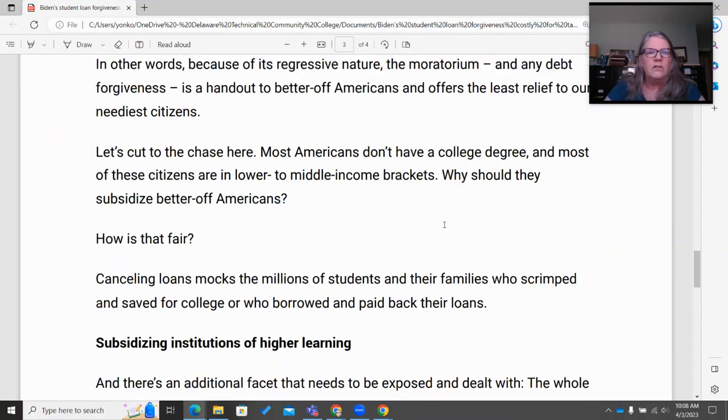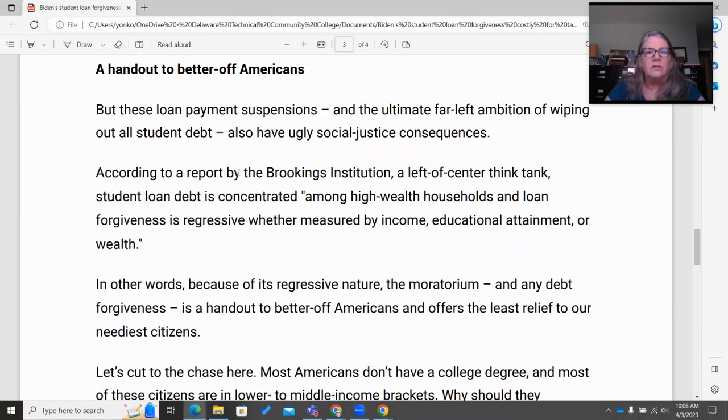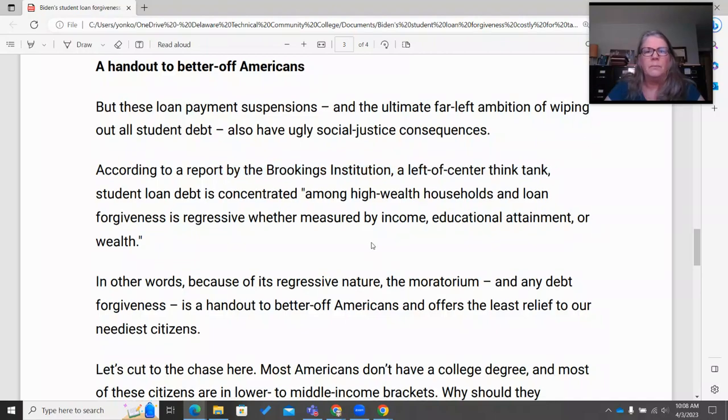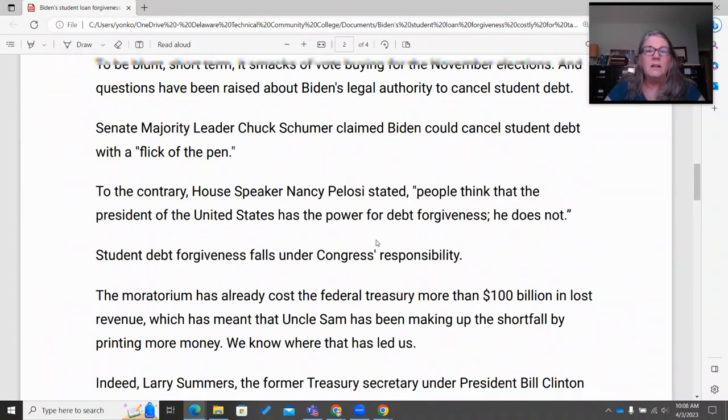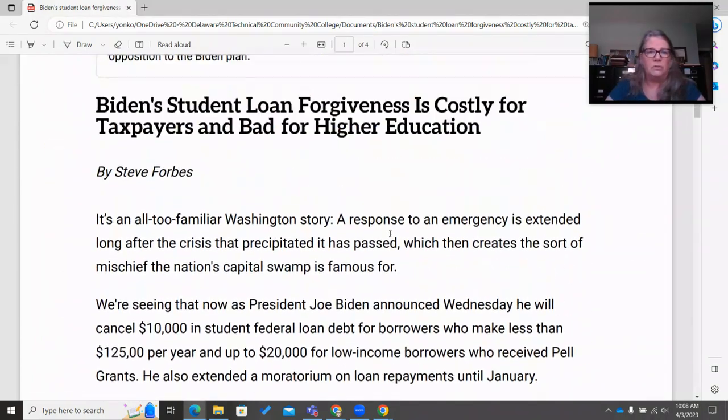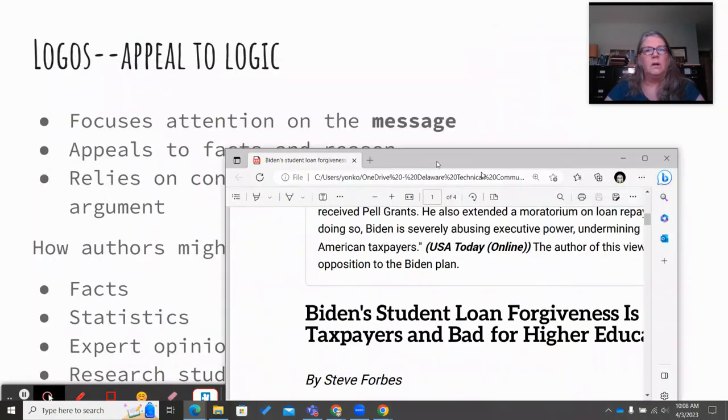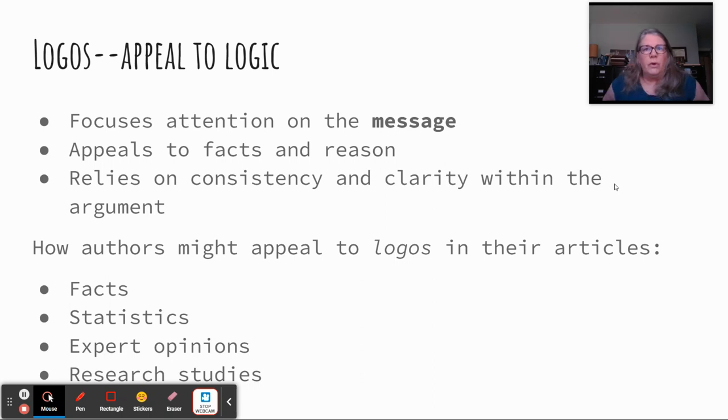I thought we had the Brookings Institution in this one also. Yes, the Brookings Institution, which is a think tank. Okay. So we see a lot of logos throughout his article. All right. So you would look through your article and see how often your author is using that type of evidence, and that would help you evaluate their appeal to logos. Okay.